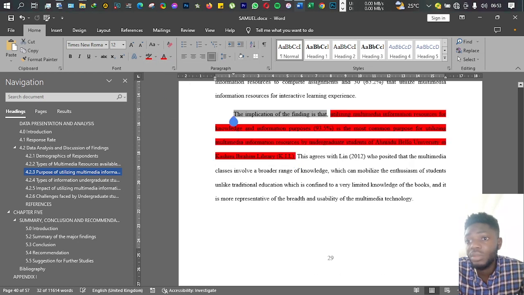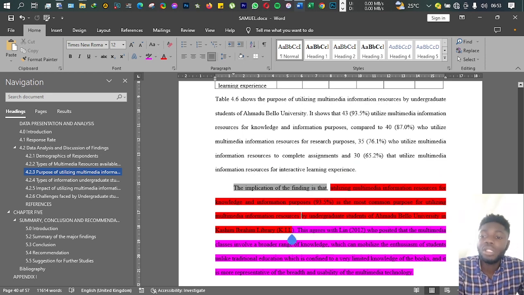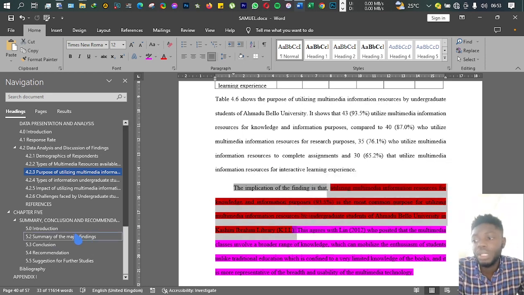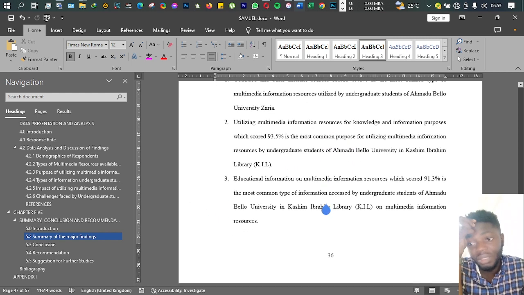This is what you have found out. And then this is the citation to support what you have found out. So this is what we are interested in. So you copy this, you go back to summary of major findings, and then you give us what you have found out. So this is how to go about doing the summary of the major findings.